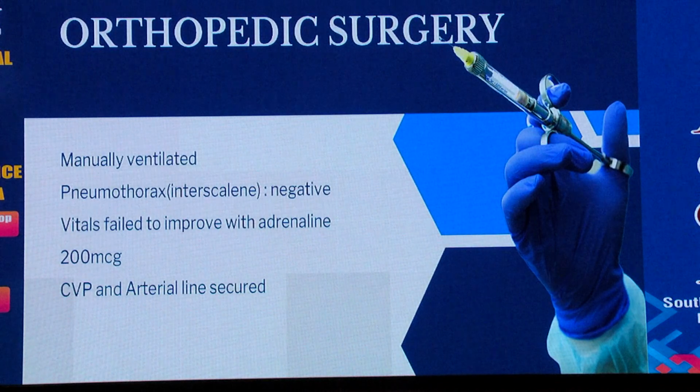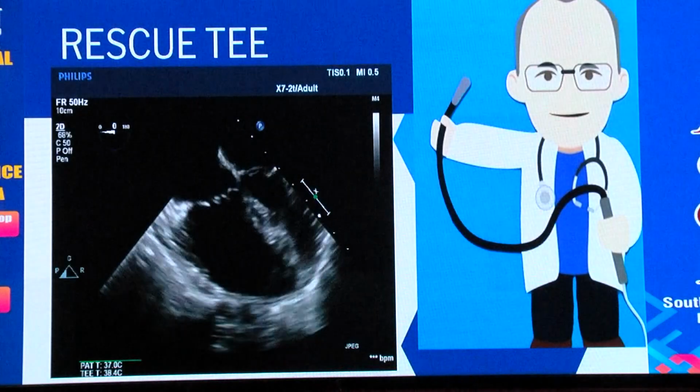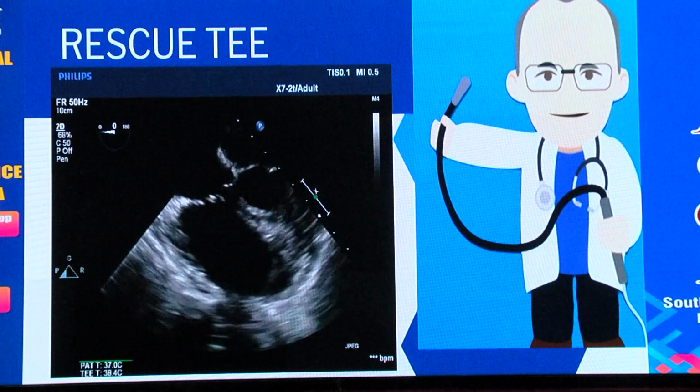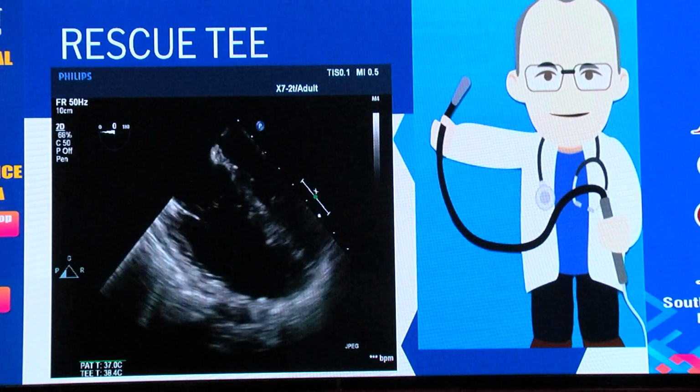Now you start giving vasopressors, adrenaline, 200 mics, and you put a CVP, you put an arterial line, and you activate the protocol of rescue TE.